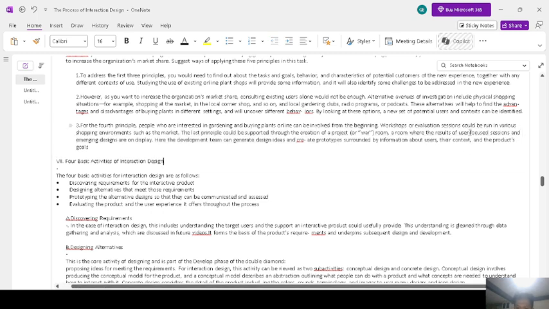workshops or evaluation sessions could be run in various shopping environments such as the market. The last principle would be supported with the creation of a project or war room, a room where the results of user-focused sessions and emerging insights are displayed. The development team can generate design ideas and create prototypes surrounded by information about users, context and the product's goal.